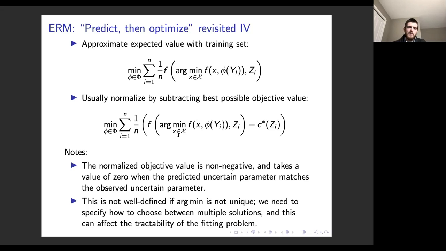Something else to notice is that this is actually not 100% well-defined if argmin is not unique. If there are multiple optimal solutions to this inner optimization problem, you have to choose exactly how you're going to choose between those solutions. And that can affect both what this fitting problem looks like and how tractable it is.